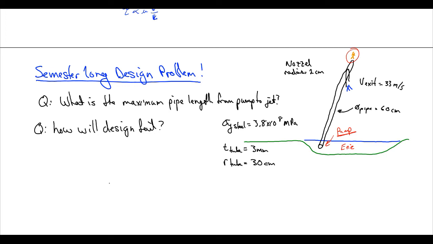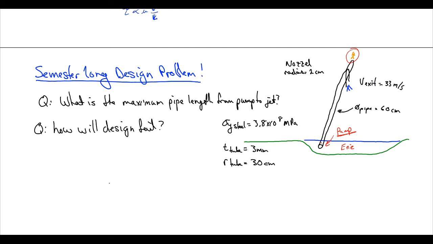And so what we're going to do is solve for the maximum pipe length from this pump to the jet. And remember that the mode of failure that we're worried about here is the pipe actually bursting, because all of this water in this tube is going to create a lot of pressure down at the bottom. Okay, so our design is going to fail through bursting of the pipe, and we're going to apply Bernoulli's and see if we can figure out exactly how high our system can get.